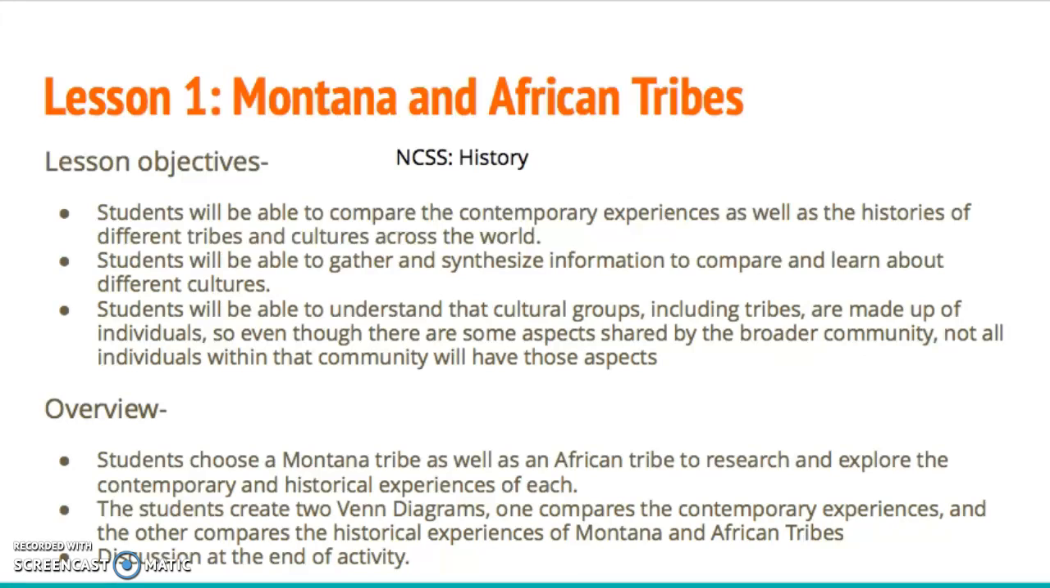The overview of the lesson is students will choose a Montana tribe as well as an Africa tribe to research and then explore the contemporary and historical experiences of each. The students will then create 2 Venn diagrams. One compares the contemporary experiences and the other compares the historical experiences of Montana and African tribes. At the end, they would do a discussion on both Venn diagrams.